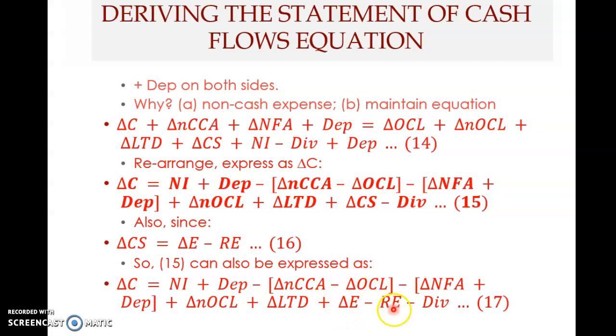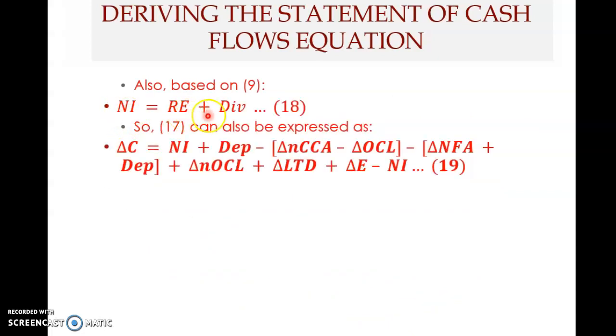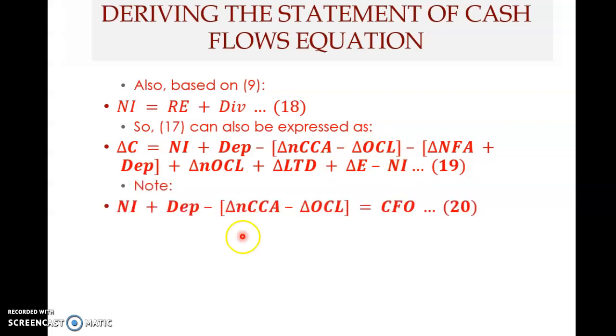But we know that change in retained earnings minus dividend is actually net income. Net income is equal to retained earnings plus dividend. Therefore, we can replace this. So there are two possible equations: equation number 17 or 19. 17 had change in common stock minus dividend. Here you have change in equity minus net income. Alright. So note, once we have expanded, this is the extent of the expansion. We don't expand this further.